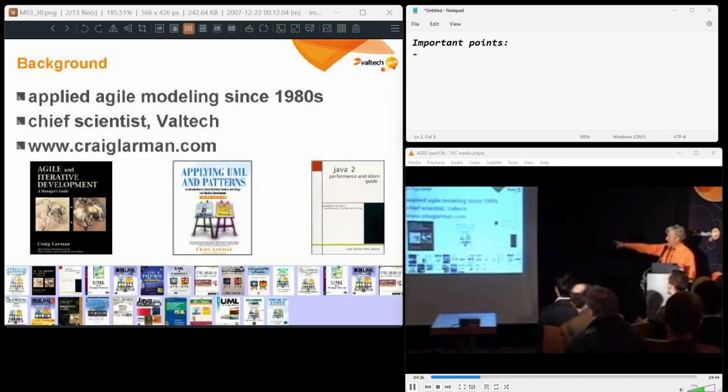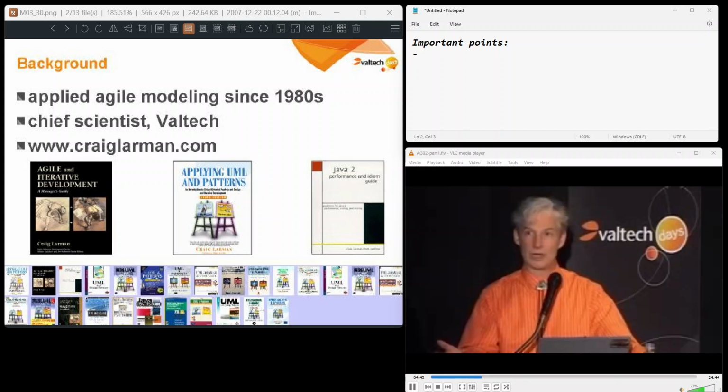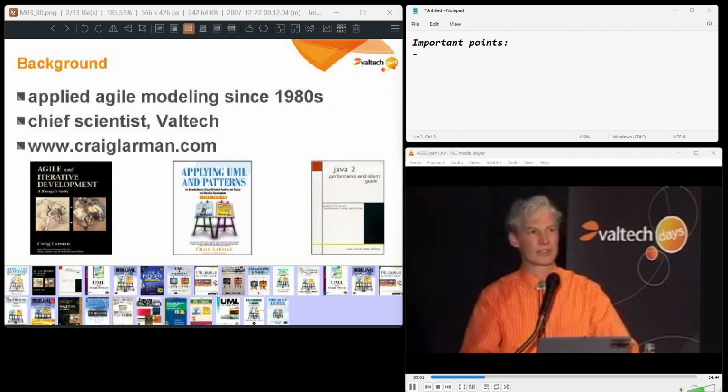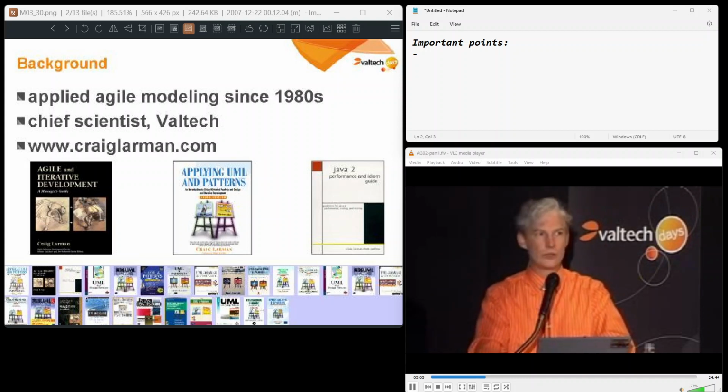But as the book, The Java 2 Performance and Idiom Guide, illustrates, I work as a hands-on programmer. I'm an experienced Java, C++, Smalltalk, COBOL, Fortran, C, C# developer. I know how to cut code, and I do it all the time. And one of the most important first things that I try to share with people is that the only good modeler is a master programmer.